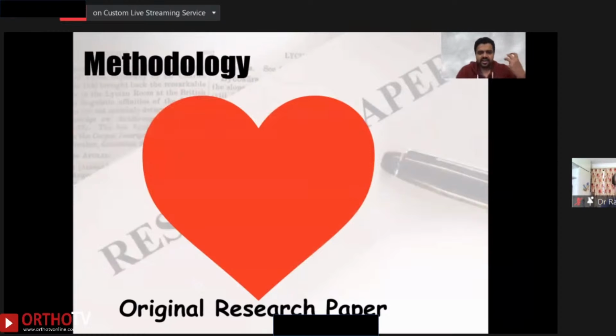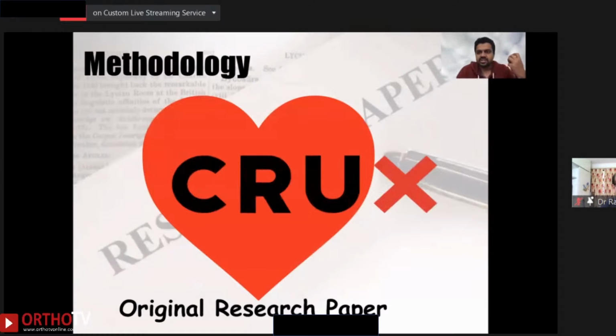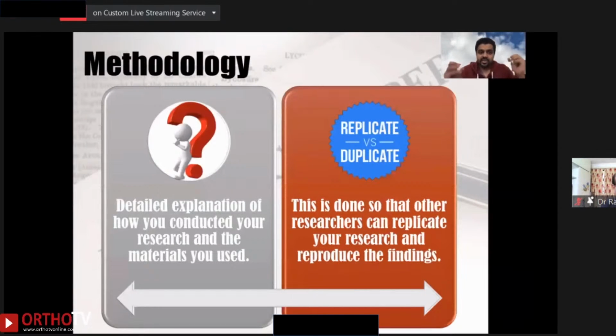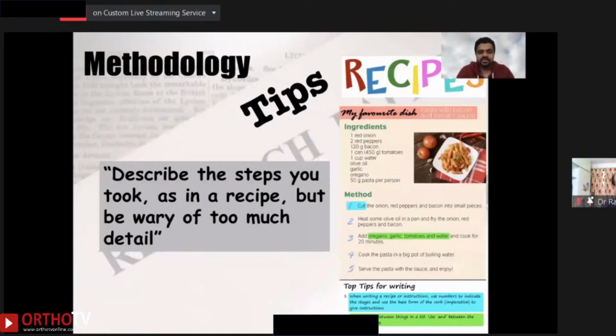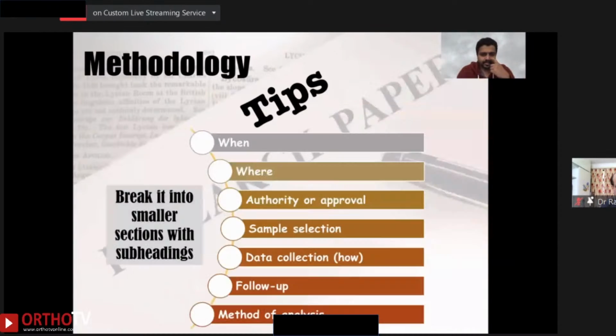Methodology is the crux, the heart of the original research paper, wherein a detailed explanation of how you conducted your research should be given. And why is it important? It affects the findings. So some of the tips are: describe the steps you took as though you are telling a recipe, like steps 1, 2, 3. But again, be wary, not too much detail.